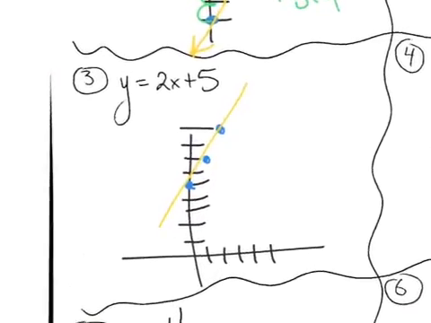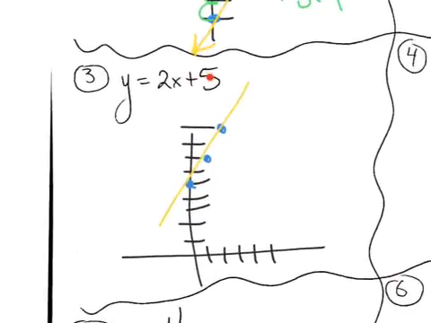So 3 and 4 are different. These are in slope-intercept form. The y is all by itself. And so we know that this is the y-intercept. So that's how we got that point there.